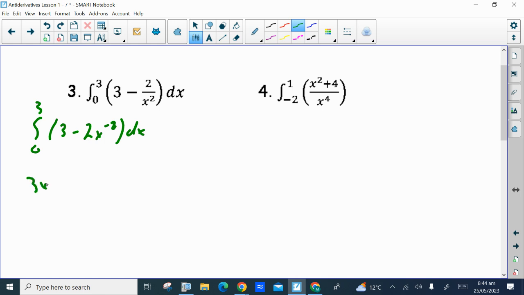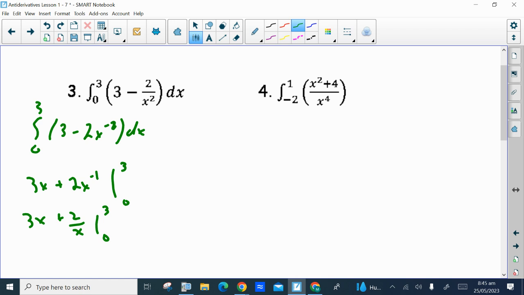So it'll be 3x. Now when you add 1 to negative 2, you'll get negative 1. And when you divide by negative 1, you're going to get positive 2x to the negative 1 that we're going to evaluate from 0 to 3. Or 3x plus 2 over x that we'll evaluate from 0 to 3.